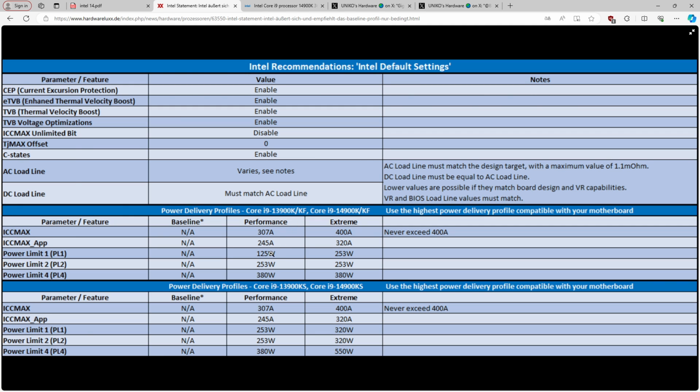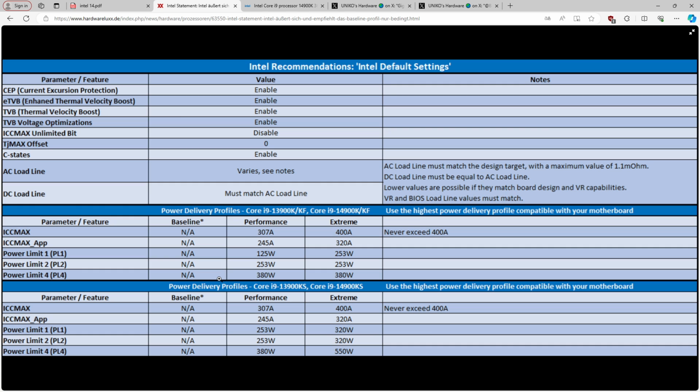Also, I don't think this would change stability because basically if you're going to crash, you're going to crash probably, well, no, because you might be in scenarios where you might just crash before the PL2 runs out. Anyway, PL4, I don't even know where that is in the BIOS. I've never seen it. That's set for 380 watts on both.